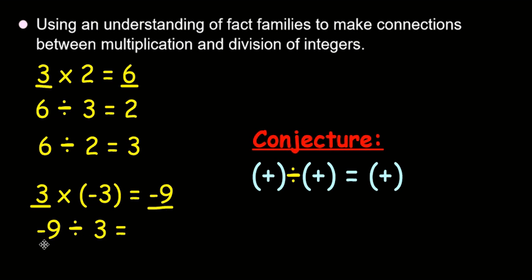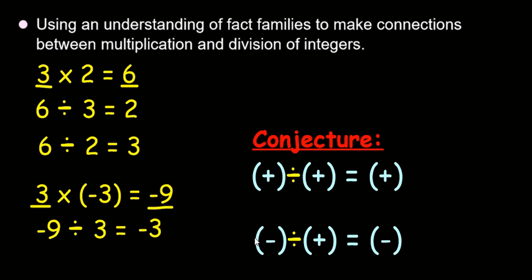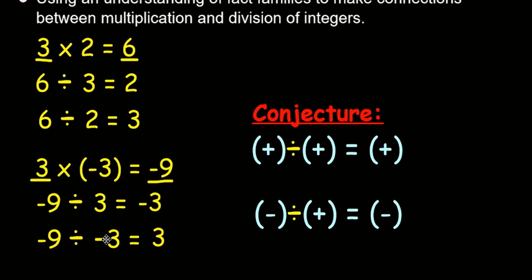And this tells us that a negative divided by a positive gives us the other factor, which is a negative. And of course, we could take the product divided by the second factor, negative 3, and we get the first factor of positive 3 as our quotient. So a negative divided by a negative equals a positive.